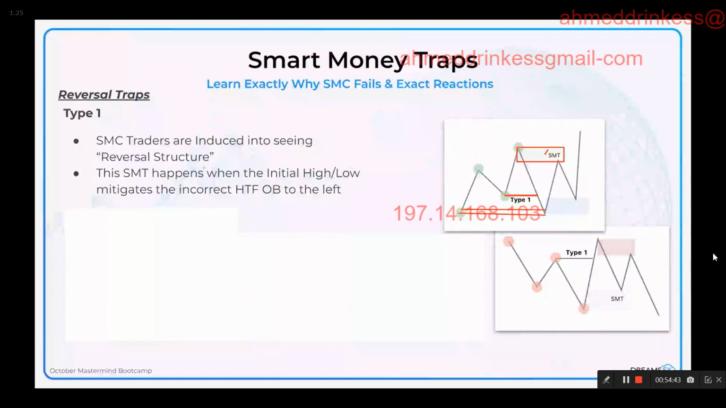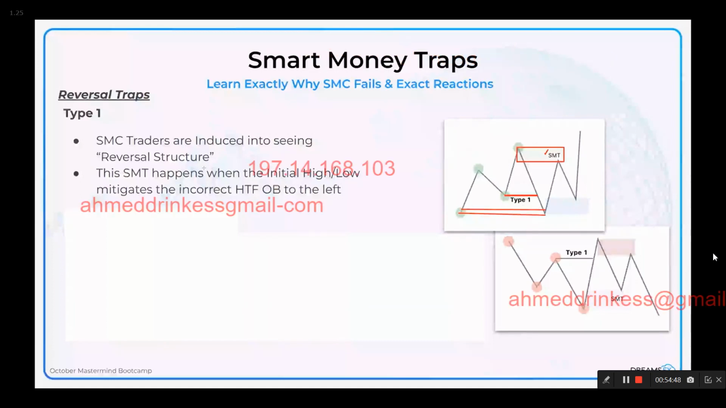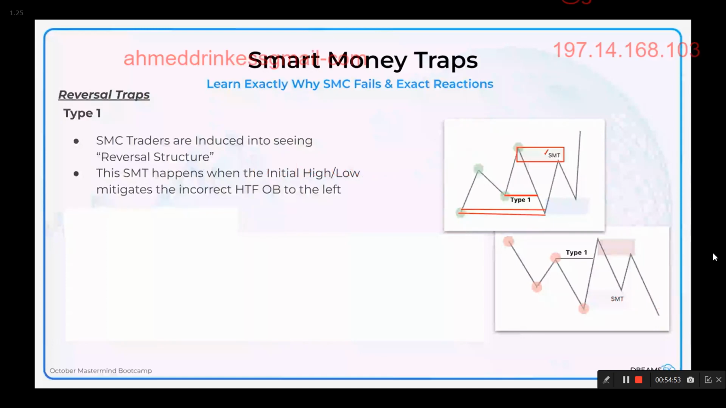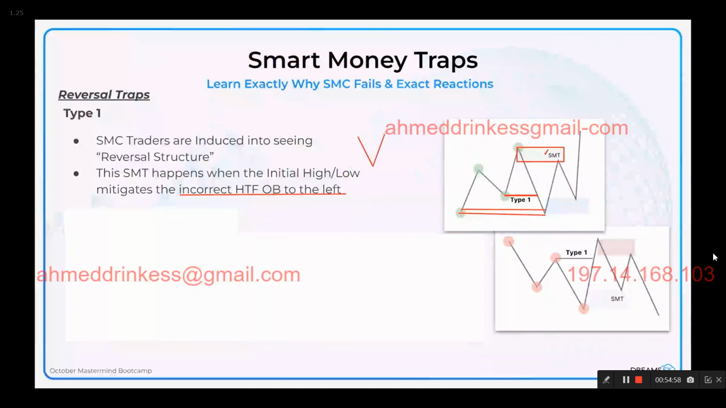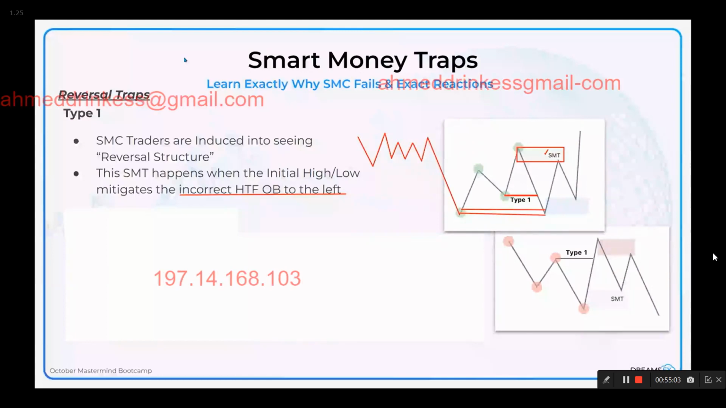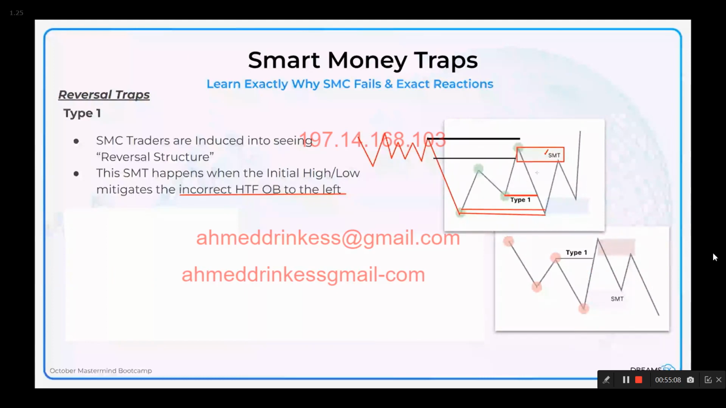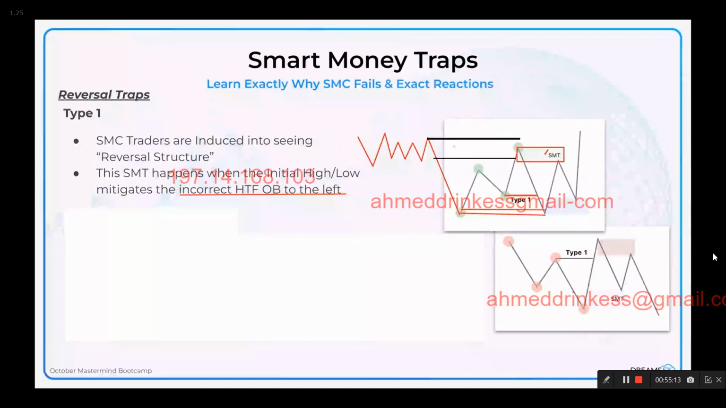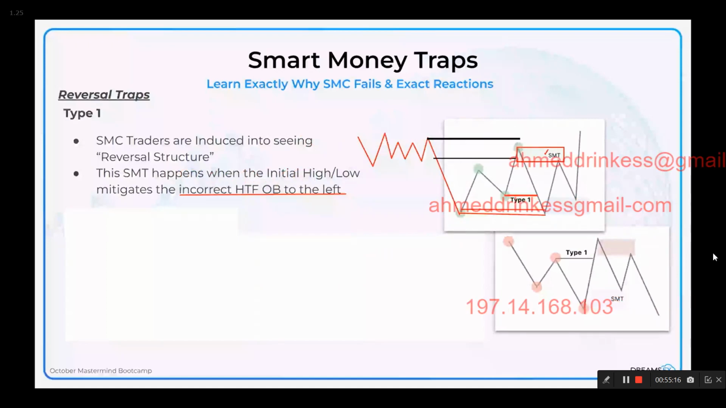This is what happens in SMT reversal structure, but this is what we consider a continuation trap, a continuation inducement based on a reversal. This SMT happens when the initial high/low mitigates the incorrect higher time frame OB to the left. So if you have some form of order block here that's lying at liquidity, this is where dumb ping pongers are going to be trying to take a sell here, a buy here, whatever. They're going to be taking sells from here, but you need to know that this over here is causing just to be mitigated, and then it's going to come down to the real order block.